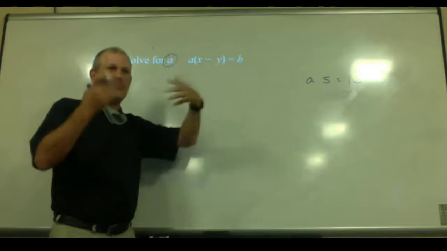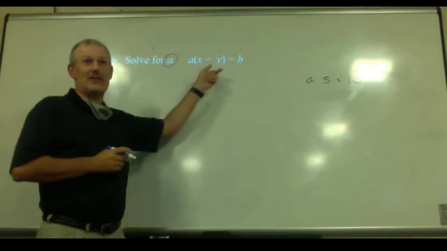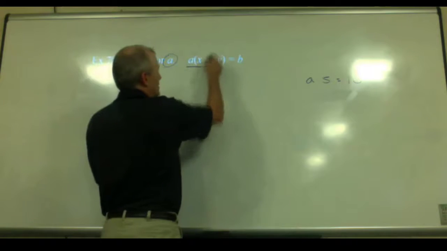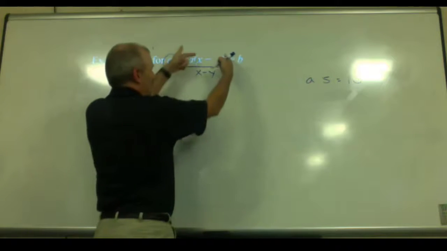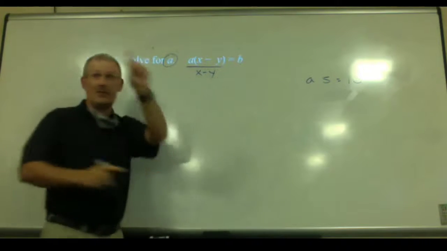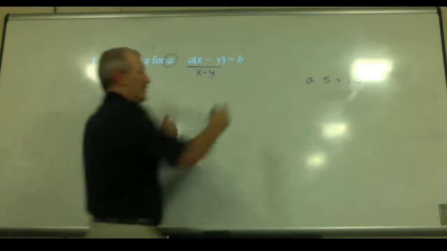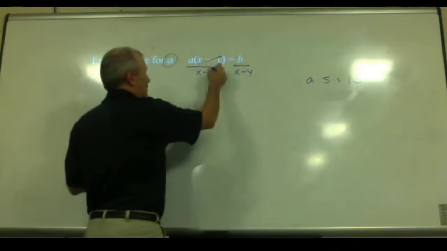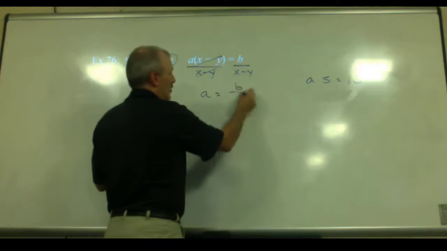You can't, with the two separate ones, you'd have to somehow get just one A, and the only way to do that is to change it back to this. So you've got to deal with this, and since this is just a number, we divide by X minus Y, and X minus Y divided by X minus Y cancels to be 1, right? Something divided by itself. And we do the same thing over here. So this cancels with this to be a 1, so now we have 1A equals B over X minus Y.